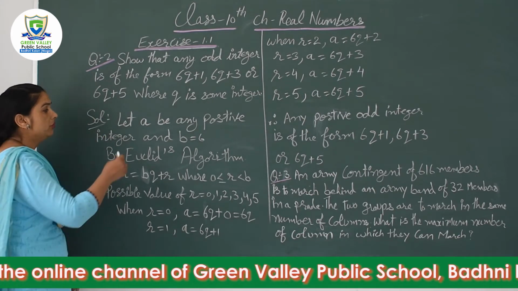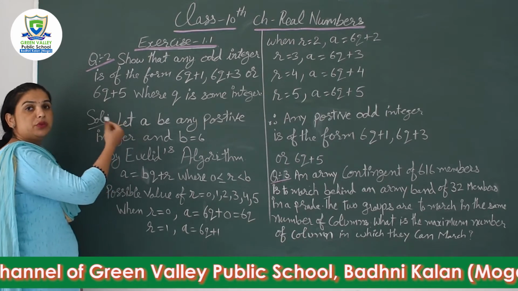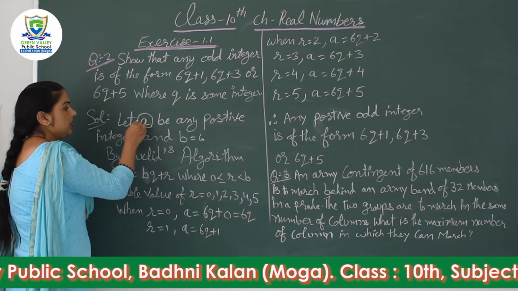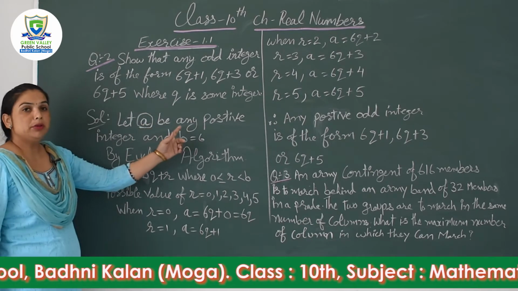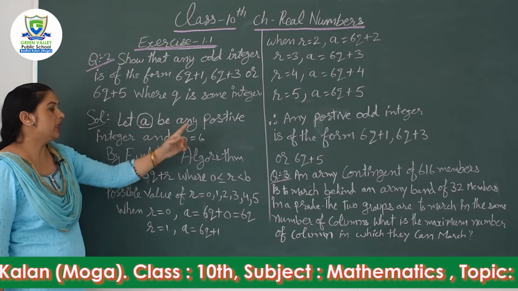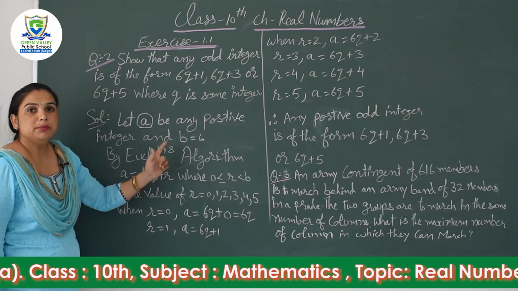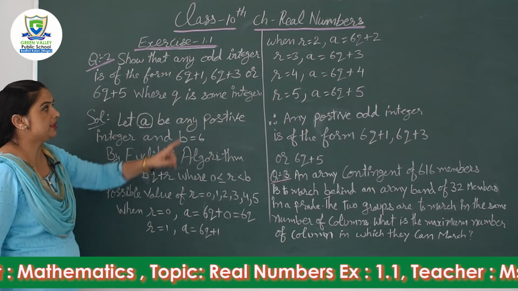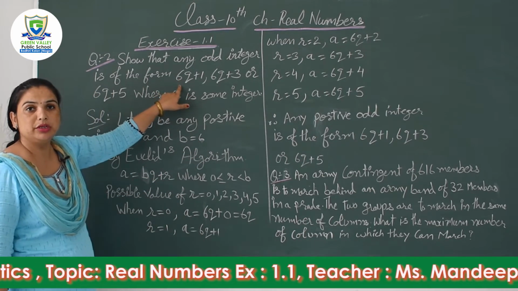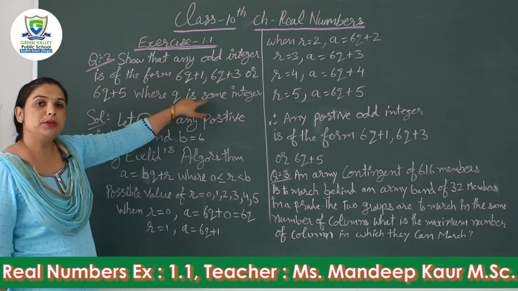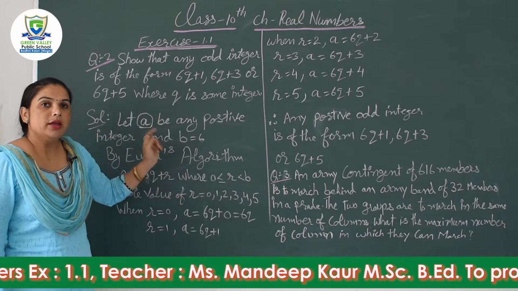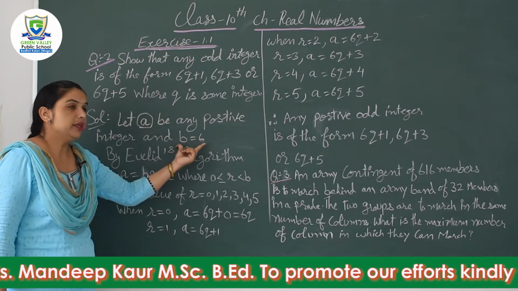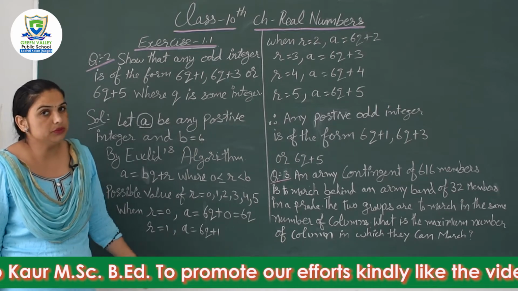Very first, we'll assume. Let means we have to assume from our side. Let a be any positive integer and b is equal to 6. Why we chose b as 6? Because we have to show it in the form of 6q plus 1, 6q plus 3 and 6q plus 5. So from there we have found that our b value will be 6.